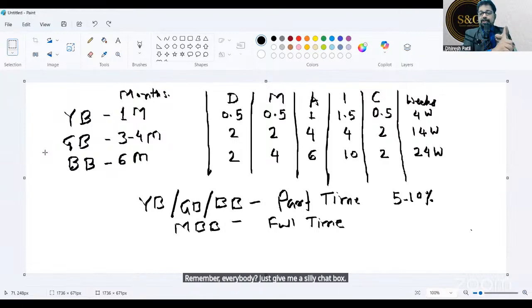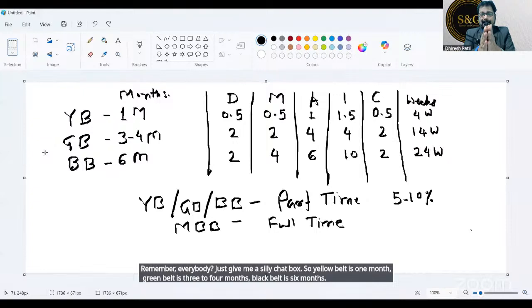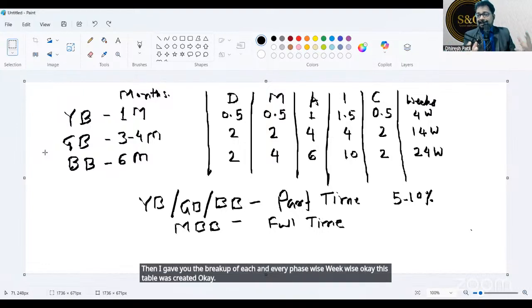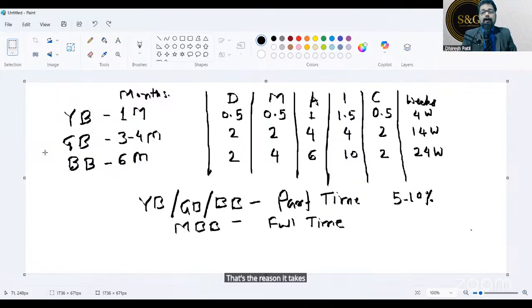So yellow belt is 1 month, green belt is 3 to 4 months, black belt is 6 months. Then I gave you the breakup of each and every phase, week wise. This table was created. And why does it take so much time? Because most of us work on a part-time basis. That's the reason it takes very long.